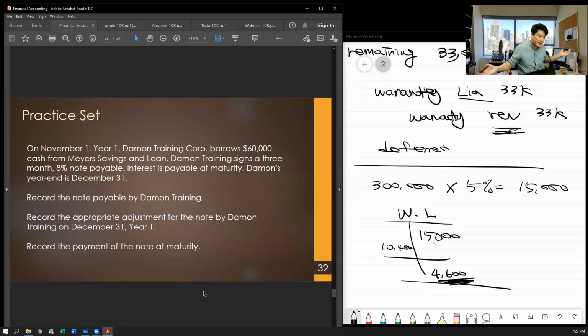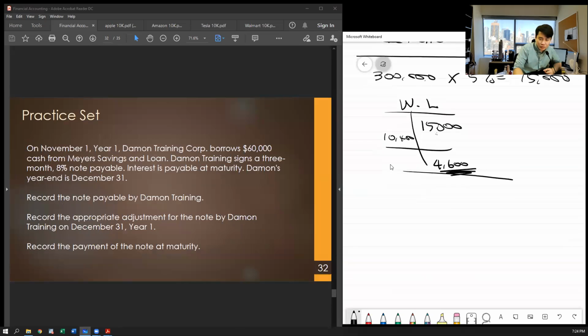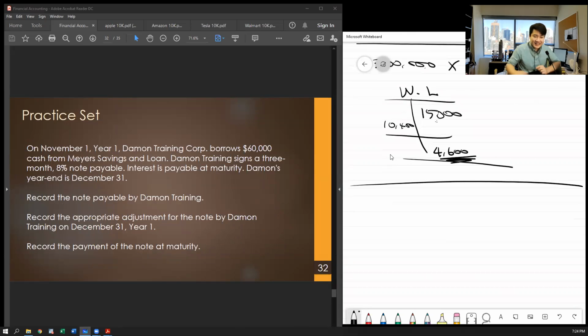So that's basically it, chapter 8, right? Quite fast. Let me quickly go over some of the practice problems and we are done for today. November 1st, year 1, the company borrows $60,000 cash. The company signs a 3 months, 8% notes payable, interest payable at maturity. Year end is December 31st.